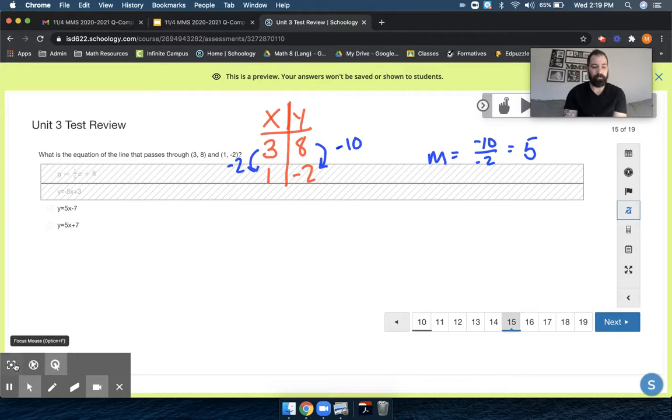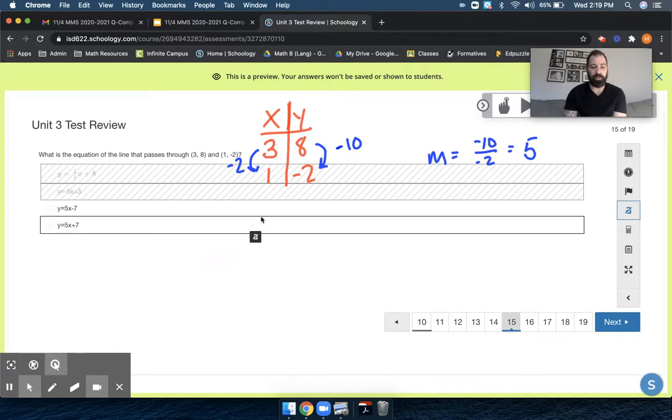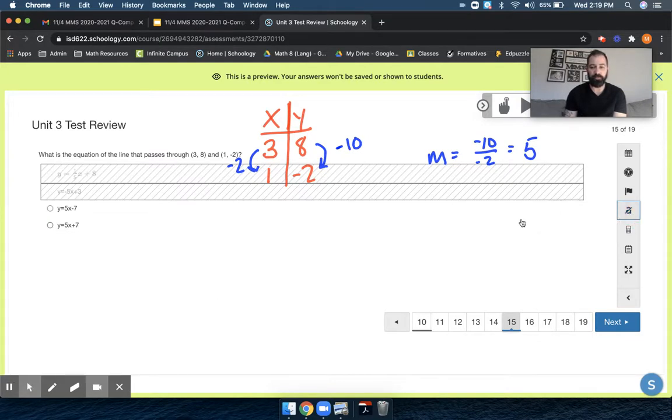Okay, let's work on the next part of the equation. I can get my pen to work. There we go. We have our slope. We want to pick a point. I'm going to pick this point here. Doesn't matter which one you pick as long as you just pick one. That's your x, that's your y.